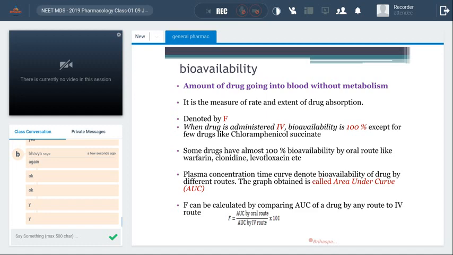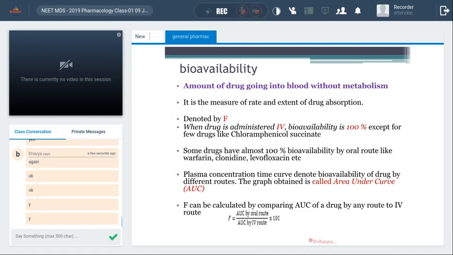Now, what is bioavailability? I told you absorption means from wherever it is going to the systemic circulation. But say, for example, I'm giving paracetamol 650. I'm giving Dolo 650 by oral route. Now, is the entire amount of the drug that is present in Dolo 650 reaching the circulation, or less of it is reaching systemic circulation, or what is the amount that is reaching systemic circulation is called bioavailability. That means amount of drug going into the systemic circulation is called bioavailability.